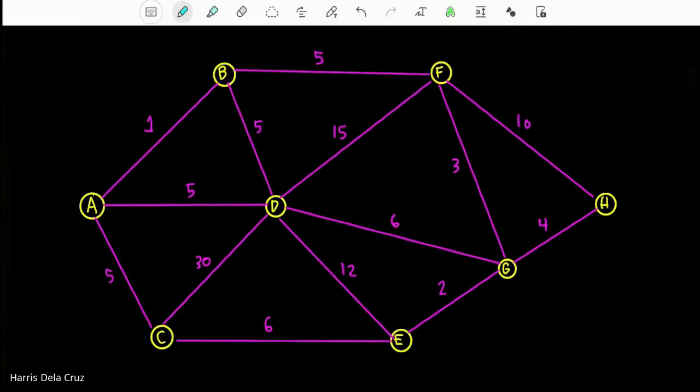So to visit vertex B, the distance is 1. To visit vertex D, the distance is 5. While to visit vertex C, the distance is also 5. Take note that the rest of the vertices F, E, G, and H cannot be visited directly from A. So what we're going to do is we're going to write the cost of traversing those edges coming from A.